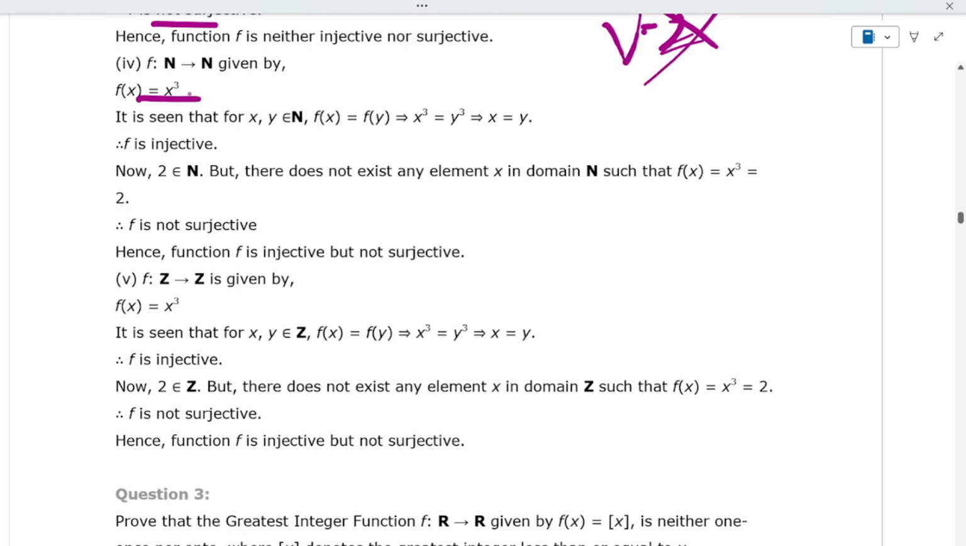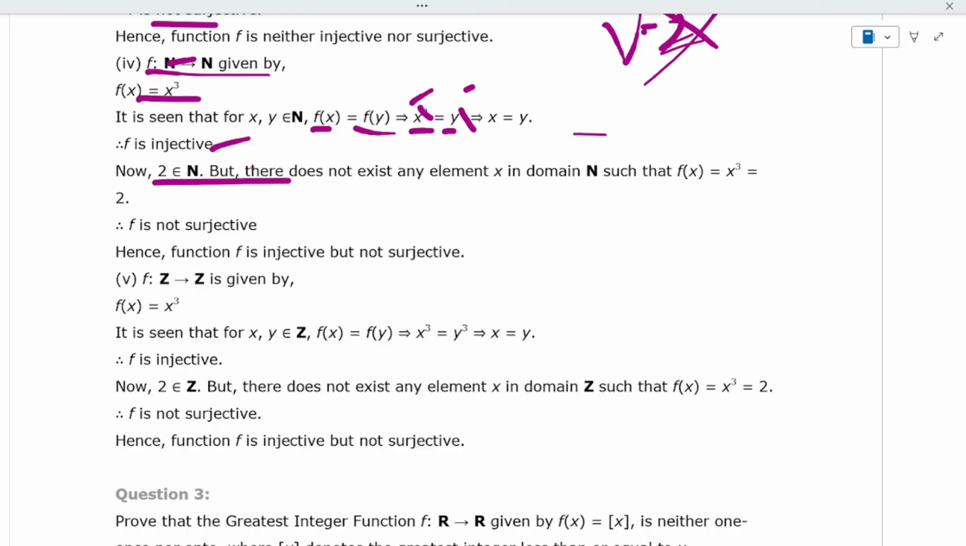Next they have given x cube. Here what you have to observe is they have given us natural numbers, and f of x is equal to f of y, that is x cube equals y cube. So it is injective. Cube and cube root will get cancelled, so you will get x is equal to y.